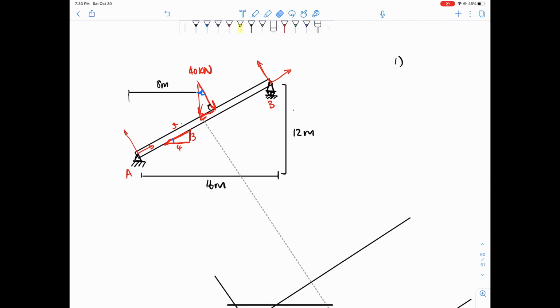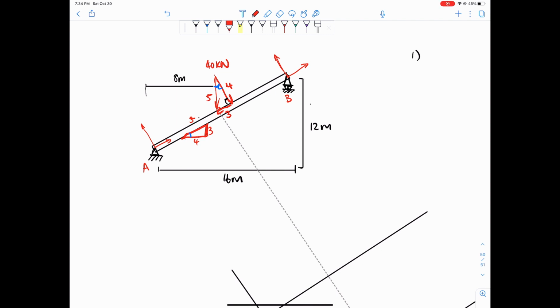Well, since this is at a ratio of 3 to 4 to 5, we can simply say that since that is equal to that angle, these are your ratios. Simple enough, right?